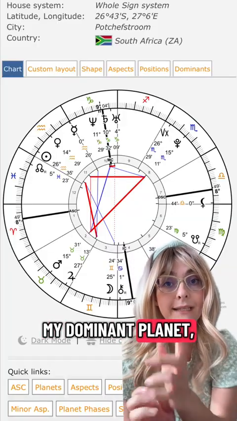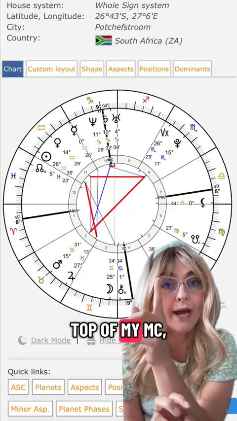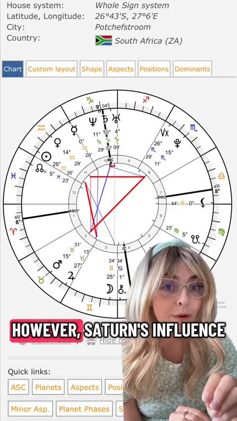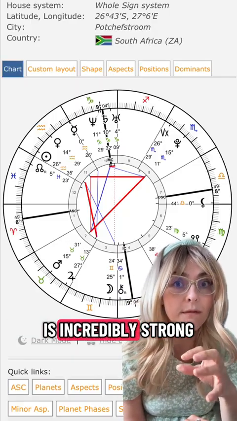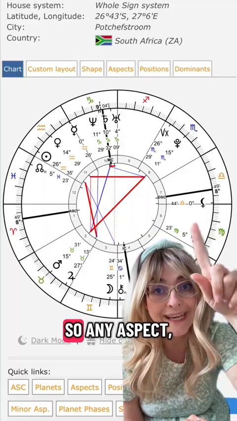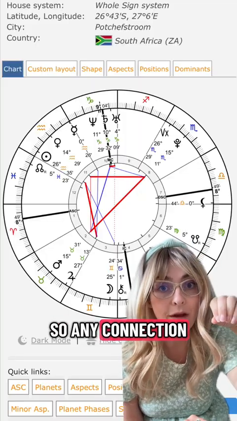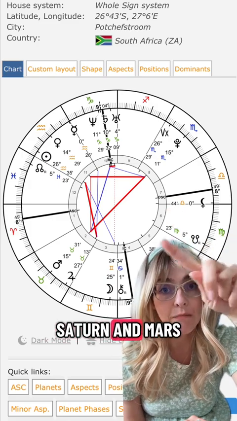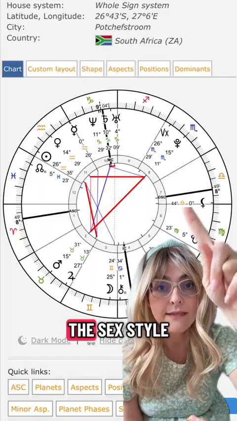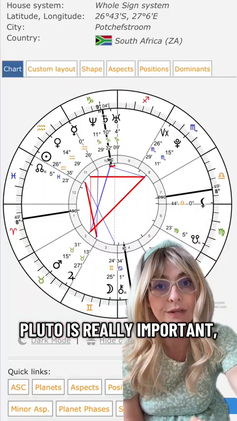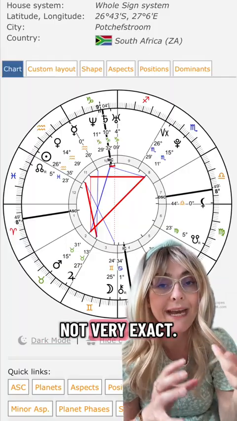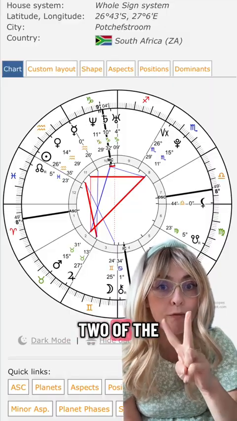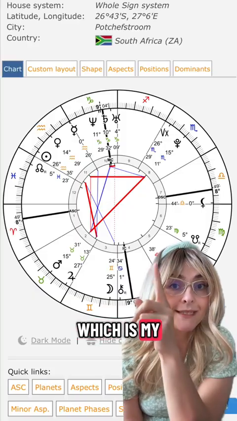My dominant planet, as you can see almost on top of my MC, is Saturn. Now, Saturn doesn't run my chart. However, Saturn's influence is incredibly strong in my chart. Any connection made with Saturn is very important. So you can see, for instance, that trine between Saturn and Mars is really important. The sextile between Saturn and Pluto is really important, even though they're not very exact. It also puts a spotlight onto 2 of the houses that Saturn rules, which is my 10th house and my 11th house.